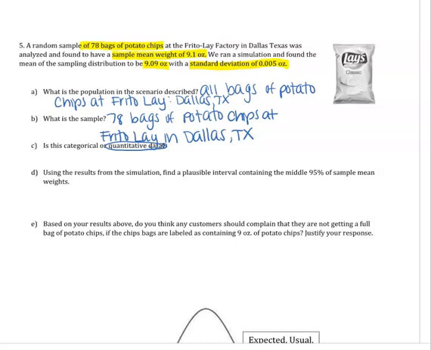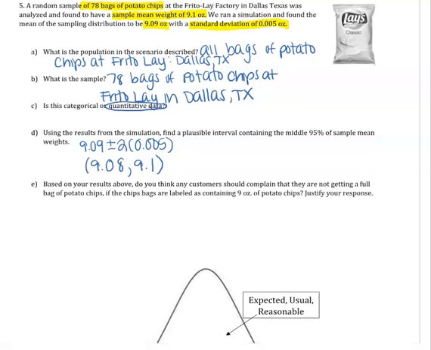Using the results from the simulation, find a plausible interval containing the middle 95. So again, we're going to take our mean, which is 9.09, and we're going to add or subtract 2 times the standard deviation. So what this means is it's reasonable to expect the average weight of a potato chip bag at the Frito-Lay company is somewhere between 9.08 and 9.1.